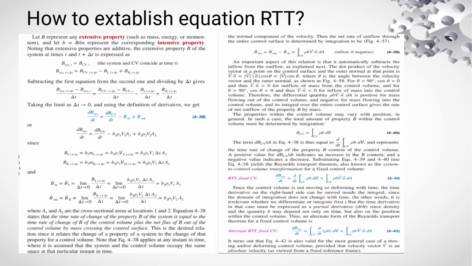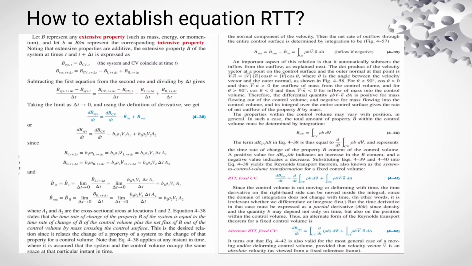Okay, so on the right side, for the other formula, the figure 4.39 is about inflow being negative. Equation 4.40 is about the total amount of property B within the control volume, which must be defined by integration. B of the control volume equals the integral of rho B dV, where rho is the density and v is the specific volume.